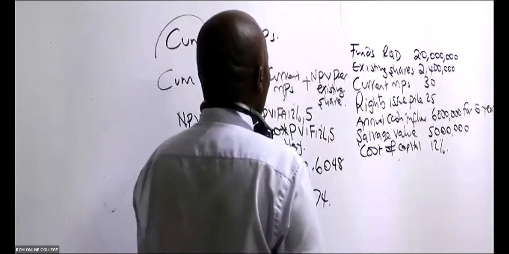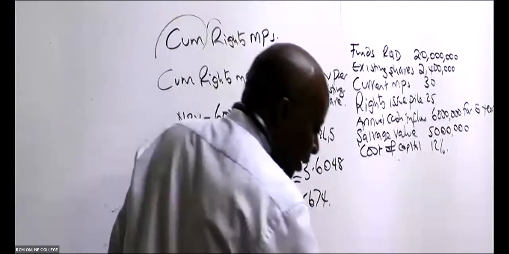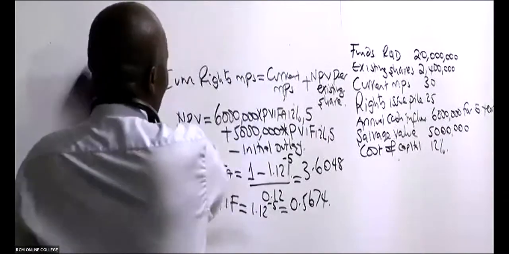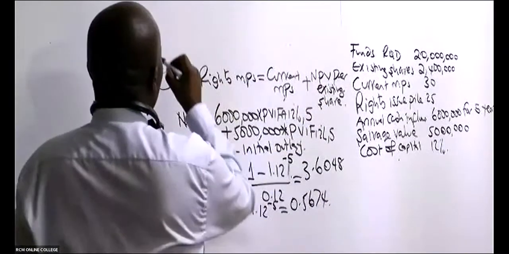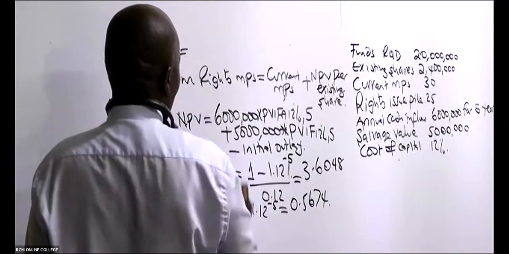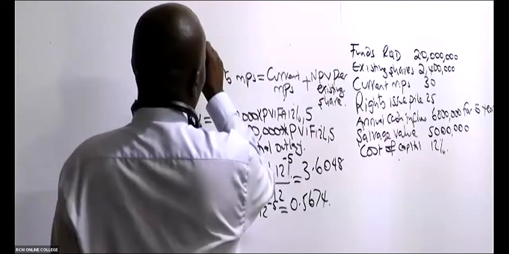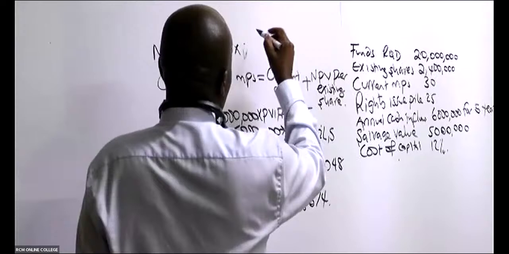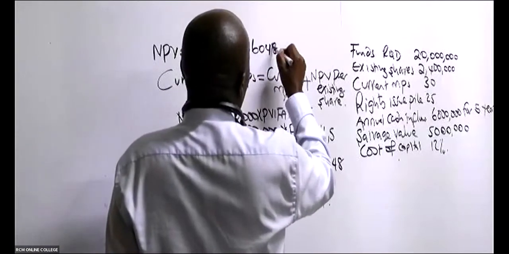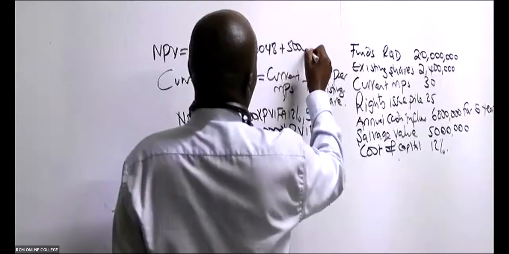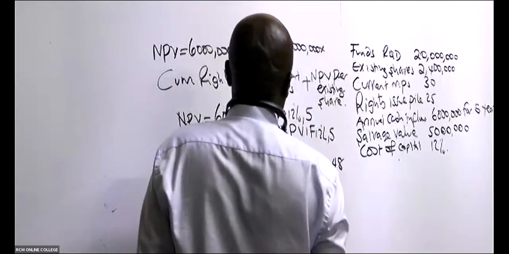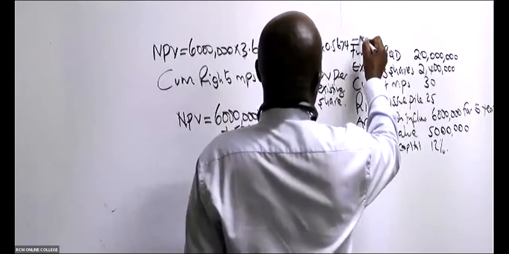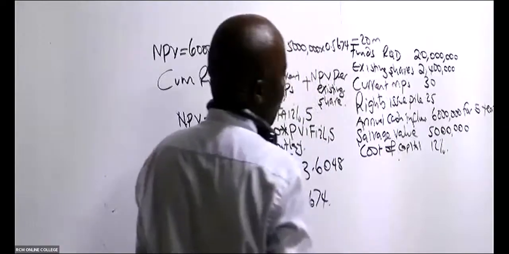Thank you so much. So then can you kindly go ahead and give me this net present value? I'll write it up here for lack of space. So then my net present value will be equal to the 6 million times the PV-FAR 3.6048, plus 5 million times 5674, minus 20M, because we want to raise 20 million.